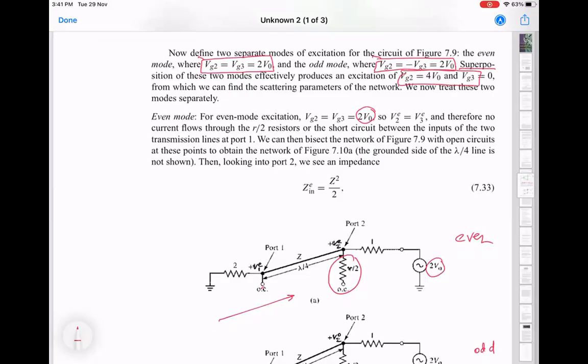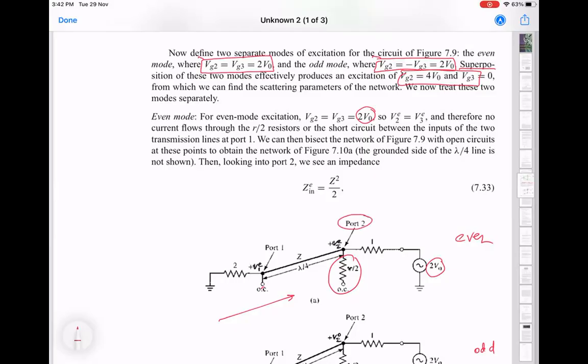So let's go through this again. We have the effective source voltage as being 2 V0 for one half of this even mode circuit. No current flows through R/2, so this is written as open. So basically, you can forget this resistor because it's just dangling there. And then we first compute the impedance looking into port 2. That is basically here.